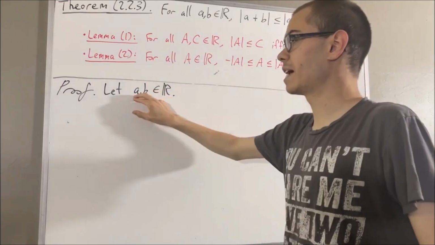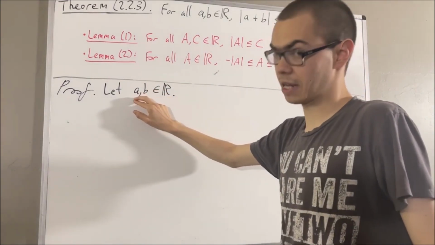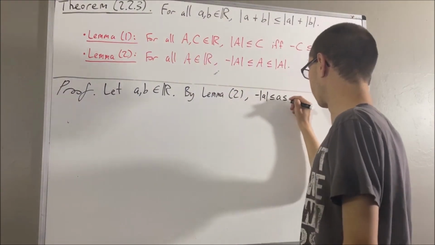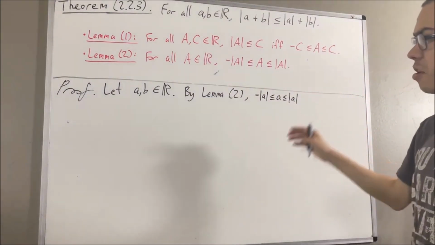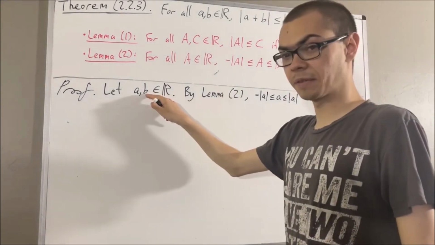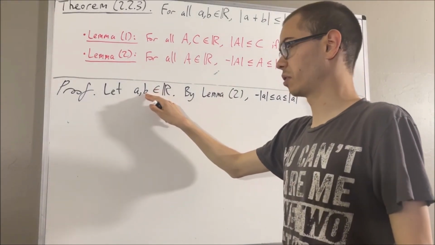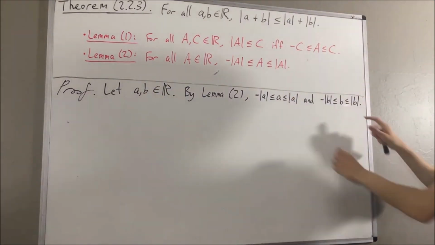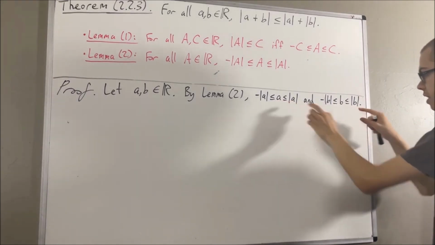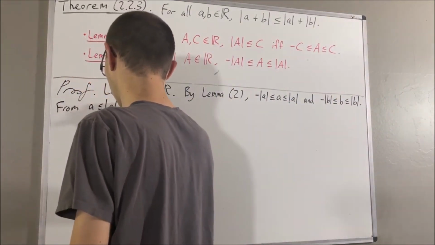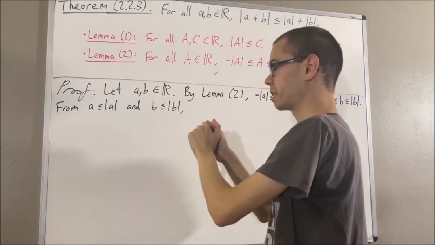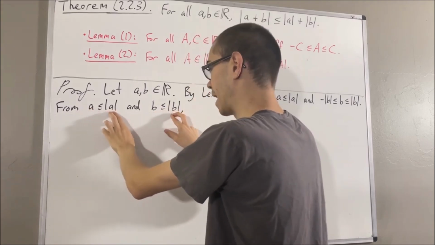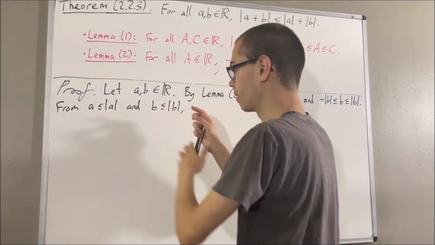We know that the negative of the absolute value of a is less than or equal to a, which is less than or equal to the absolute value of a. And applying lemma 2 again, we have that the negative of the absolute value of b is less than or equal to b, which is less than or equal to the absolute value of b. Now, if we focus on these two inequalities, it follows from properties of inequalities that a plus b must be less than or equal to the absolute value of a plus the absolute value of b.